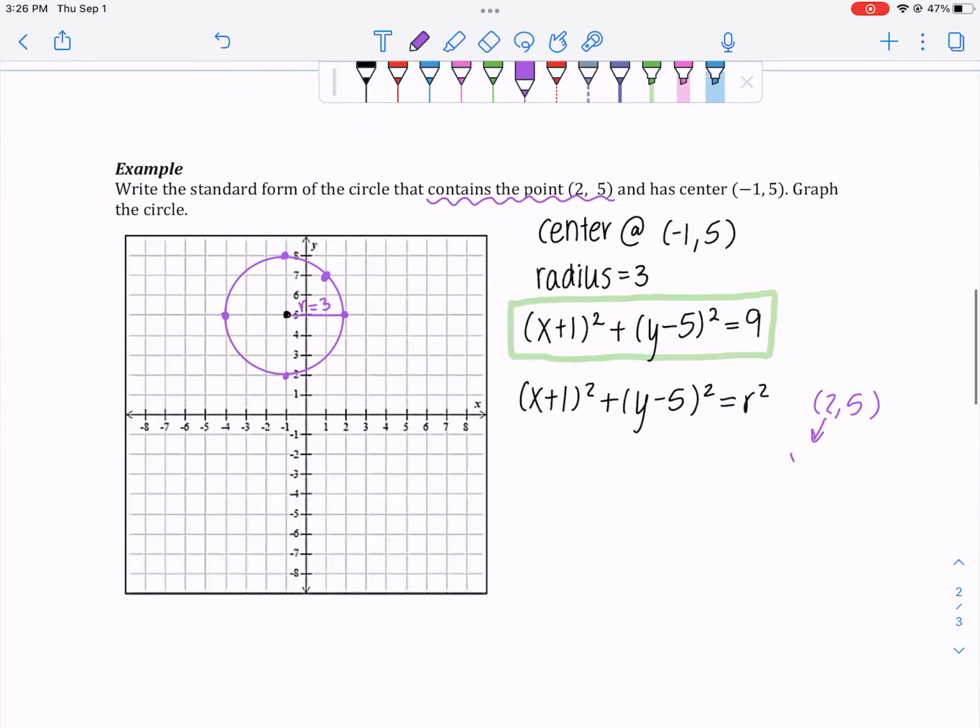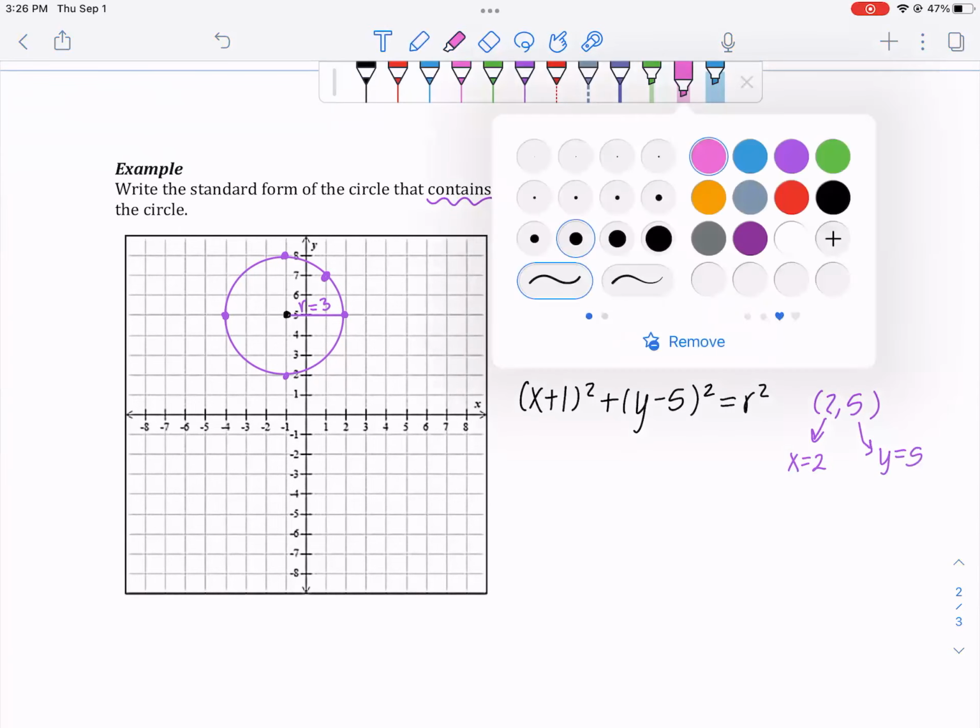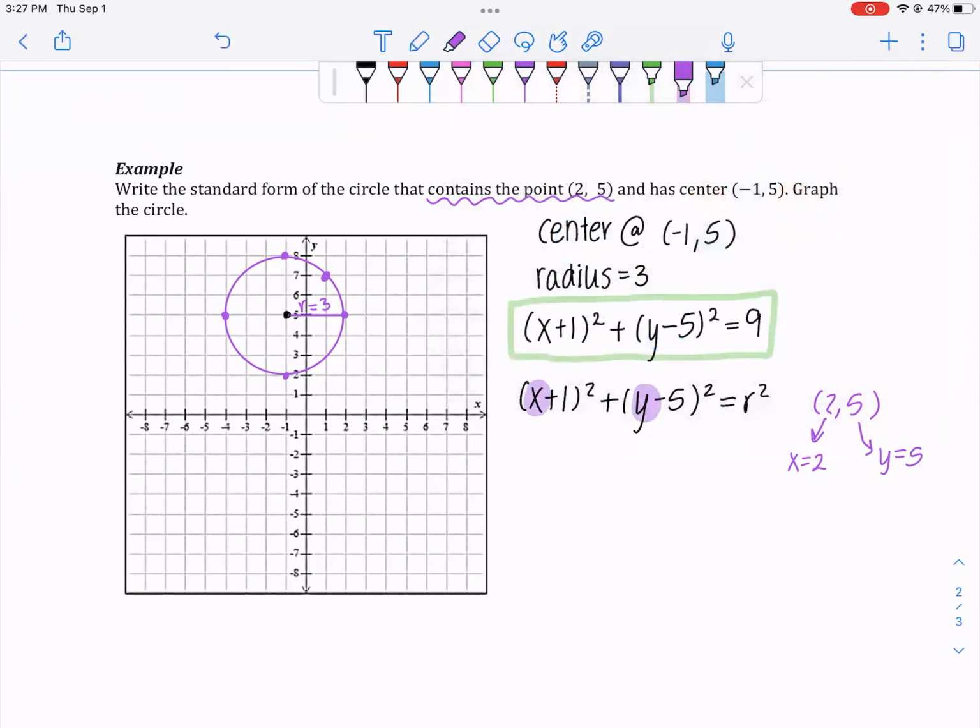So you could say x is equal to 2, y is equal to 5, plug it in for x and y in here, and then you're left with only one variable to solve for. Here's what it would look like.